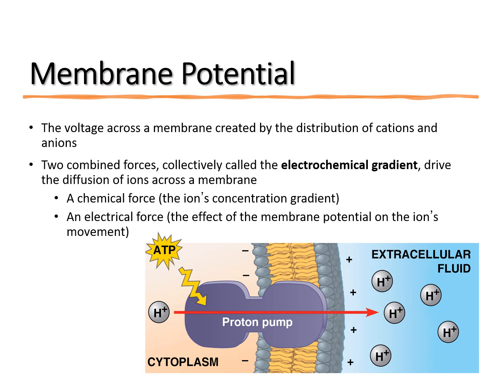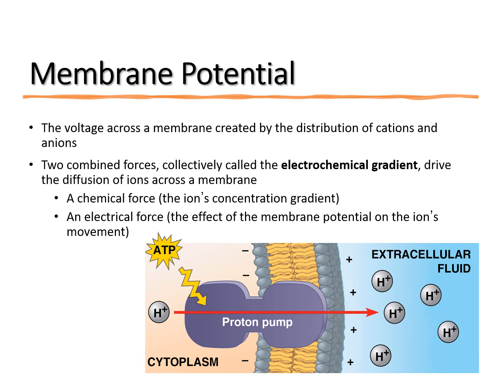Those two combined forces work together to drive what we call the electrochemical gradient, and this is going to drive diffusion of ions across the membrane. A chemical force is the ion's concentration gradient itself. So here we have a hydrogen ion being pumped out of the cell to a greater concentration gradient, right? And then an electrical force is the effect of the membrane potential on the ion's movement.